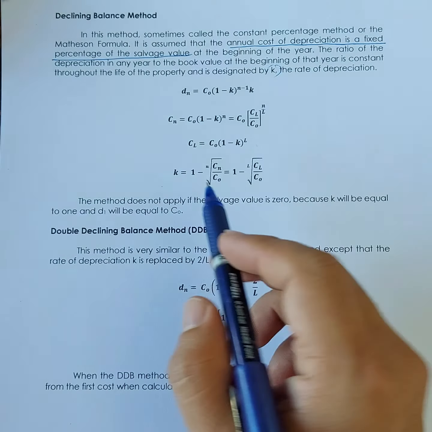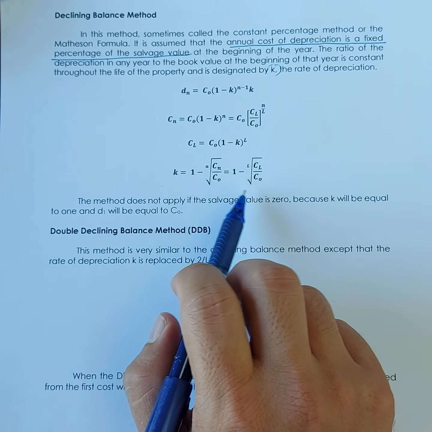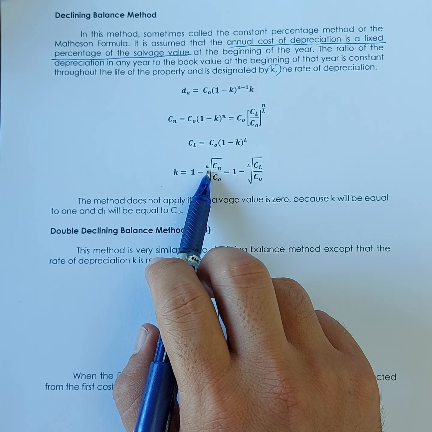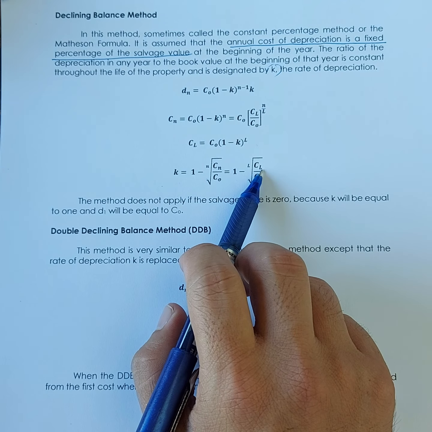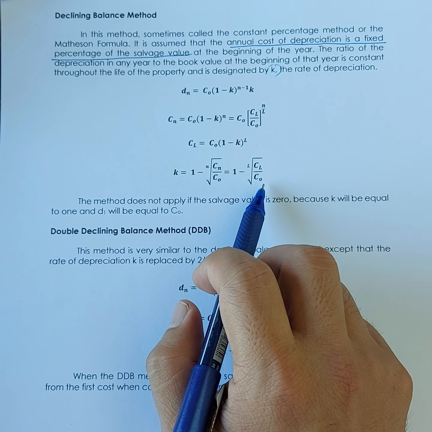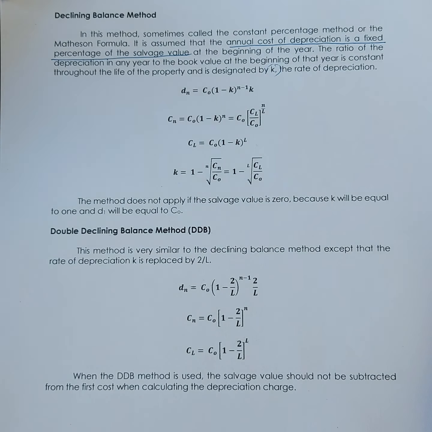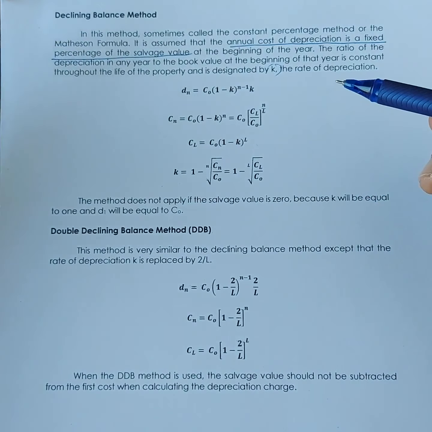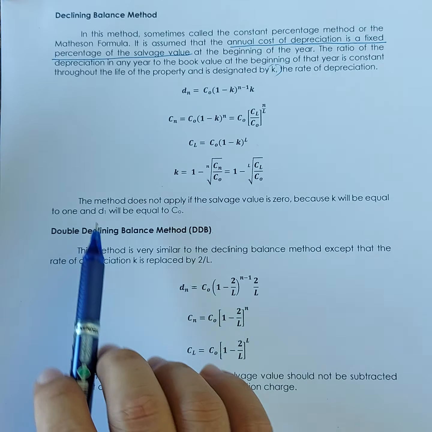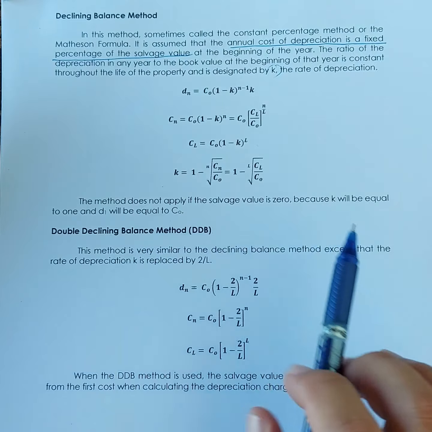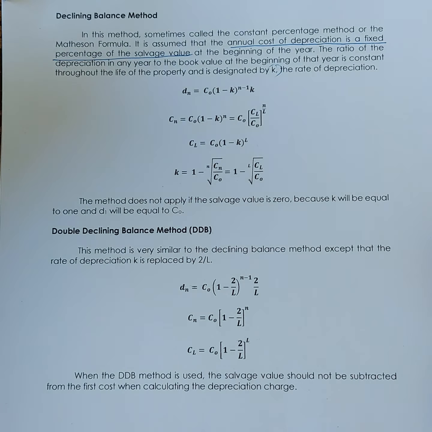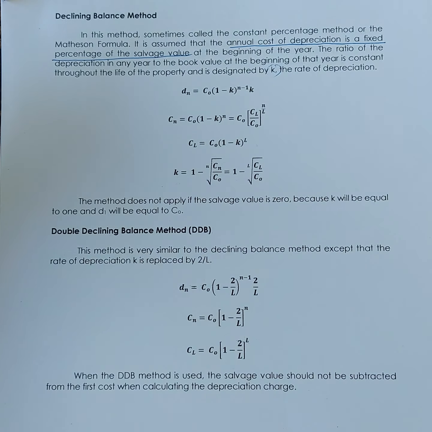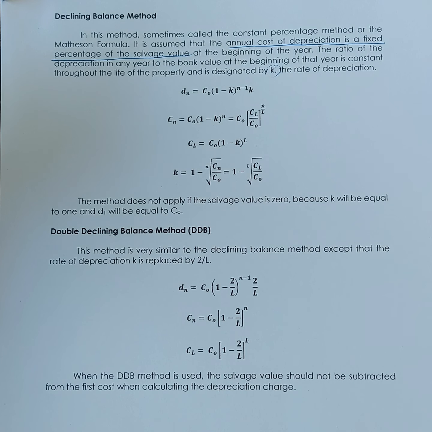No? So the rate of depreciation K is solved using this formula, in terms of N, the number of years, or L, the length or the useful life ng equipment or property. Okay, so next, that's the declining balance method. Take note, the method does not apply if the salvage value is 0. Sabi ko na kanina to. Because K will be equal to 1 and D1 will be equal to the original cost. So parang walang depreciation na nangyari.